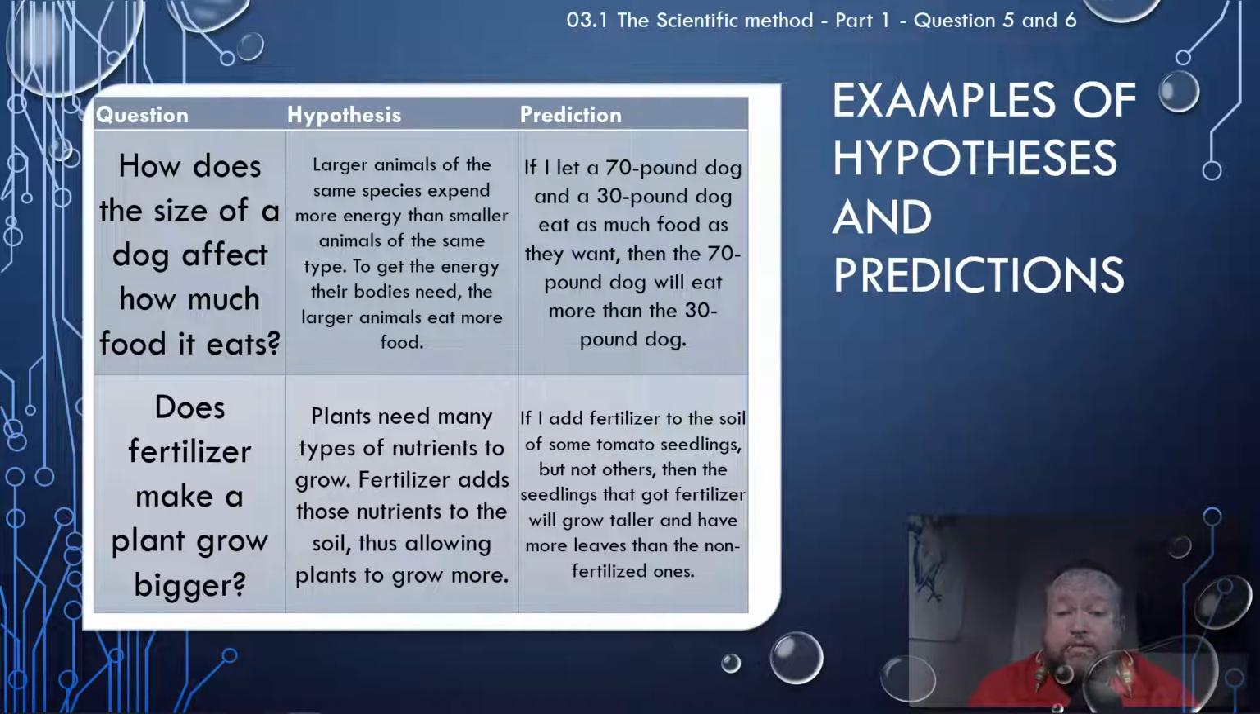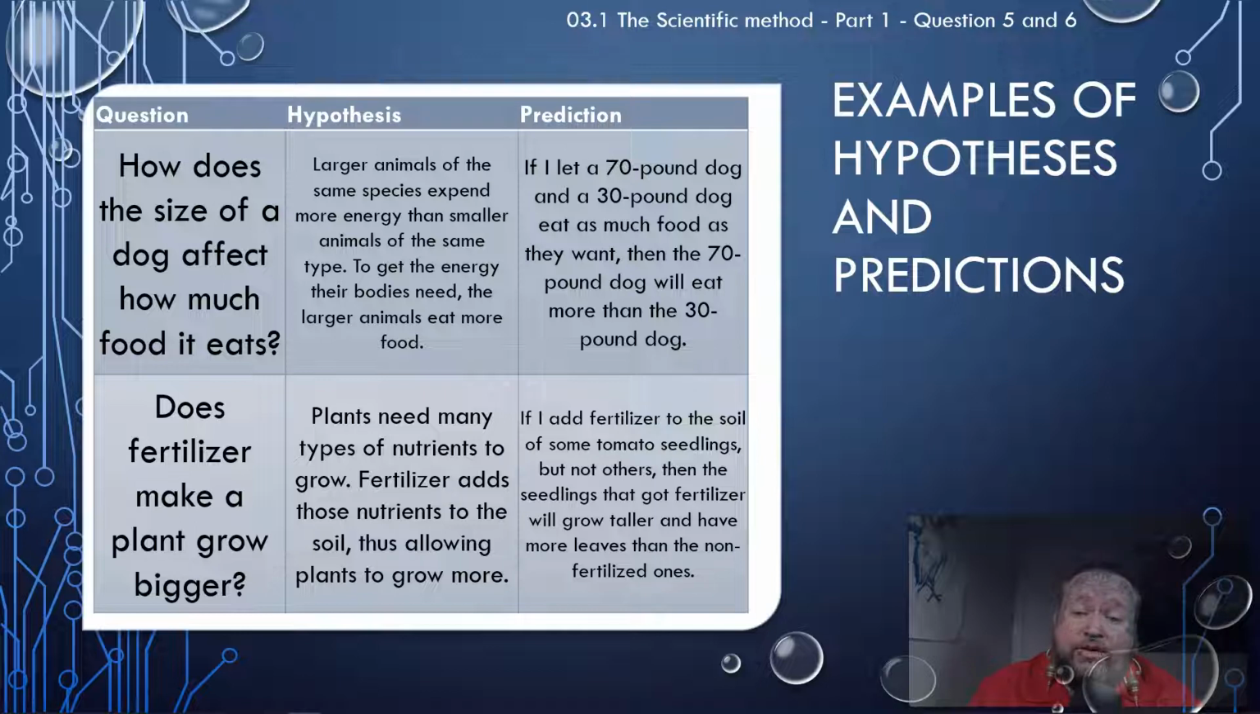Now, another one, if we go through this quicker, is: does fertilizer make a plant grow better? So fertilizer, the first cause, being added to the actual plant, and then the plant growing better in some way afterwards. Hypothesis: plants need many types of nutrients to grow. Fertilizers add those nutrients to the soil, thus allowing plants to grow better. So you can see still in depth, they've added more knowledge to that.